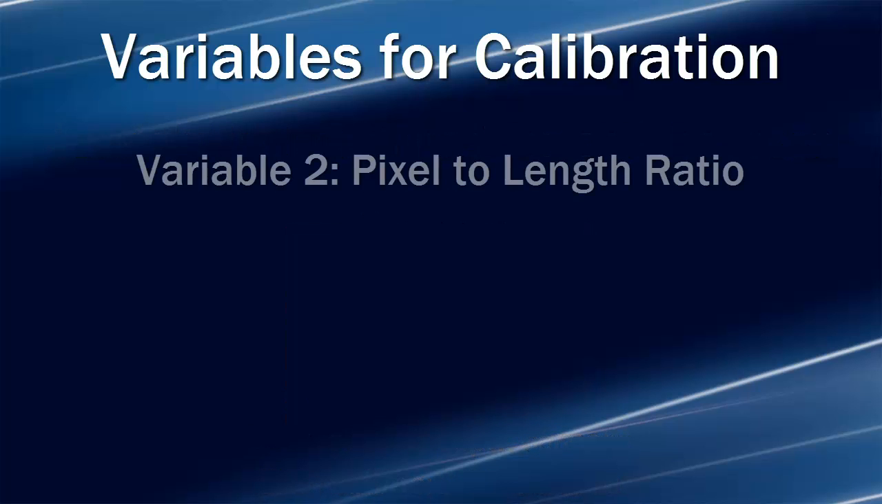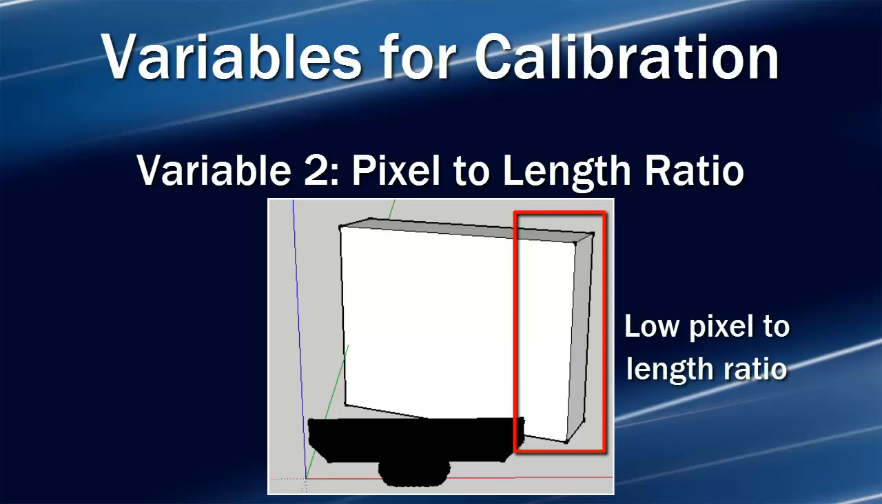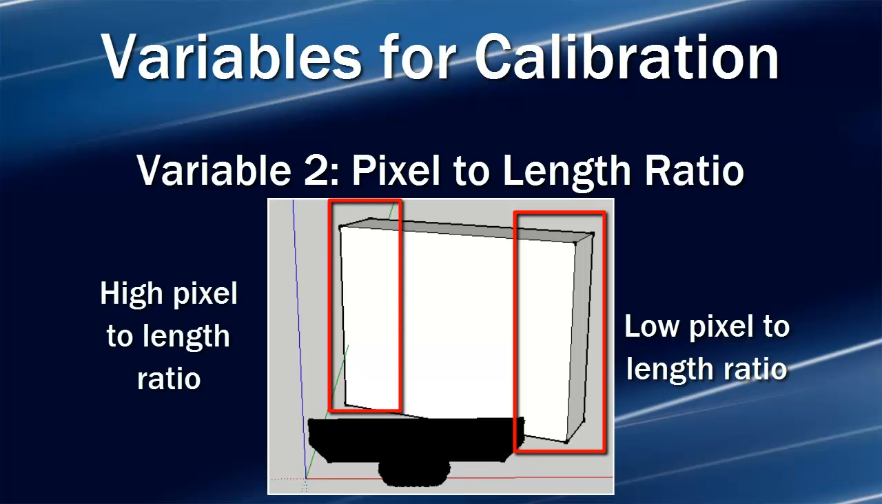The second variable that needs to be calibrated is the pixel to length ratio. Because the device may be projected on a slanted surface, the pixel to length ratio from the surface closest to the camera will be different than the pixel to length ratio from the furthest point of the surface.